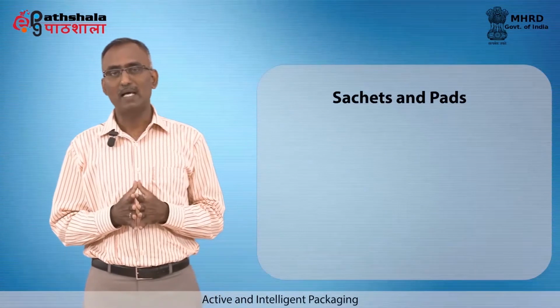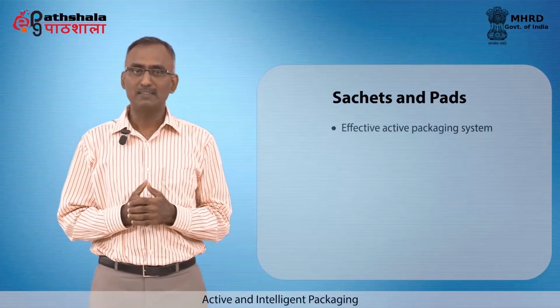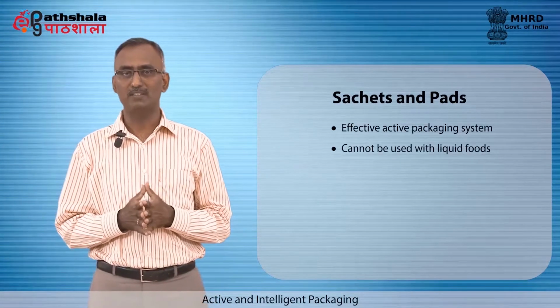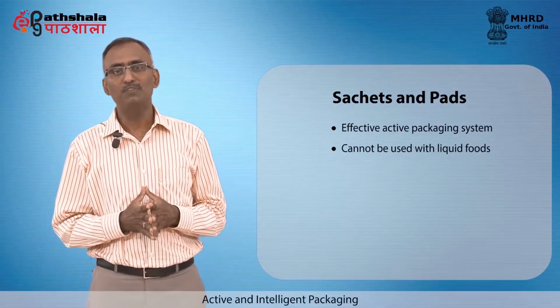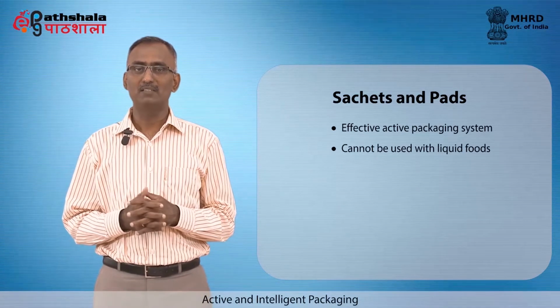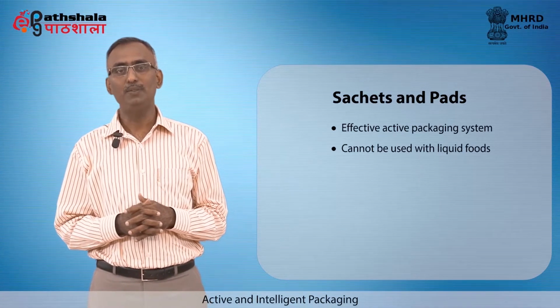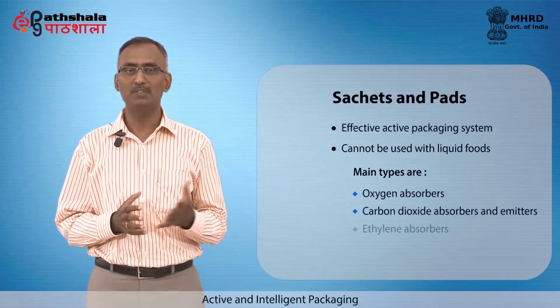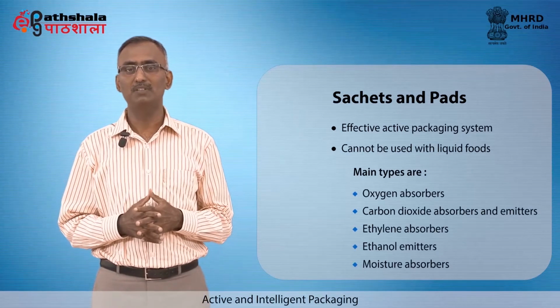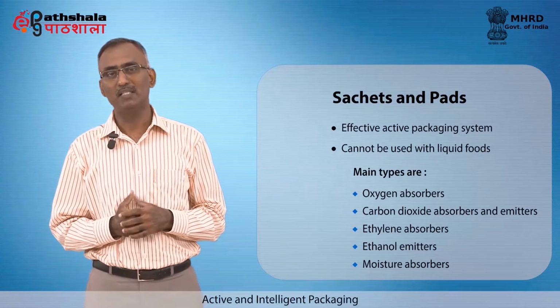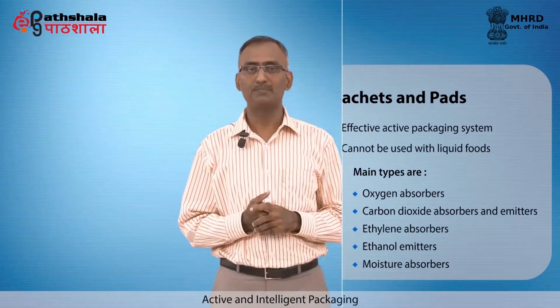First is sachets and pads. Sachets and pads can be used as effective active packaging systems. They cannot be used with liquid foods. Though they have some setbacks, sachets and pads are widely used as active packaging systems. The main types are oxygen absorbers, carbon dioxide absorbers and emitters, ethylene absorbers, ethanol emitters and moisture absorbers.